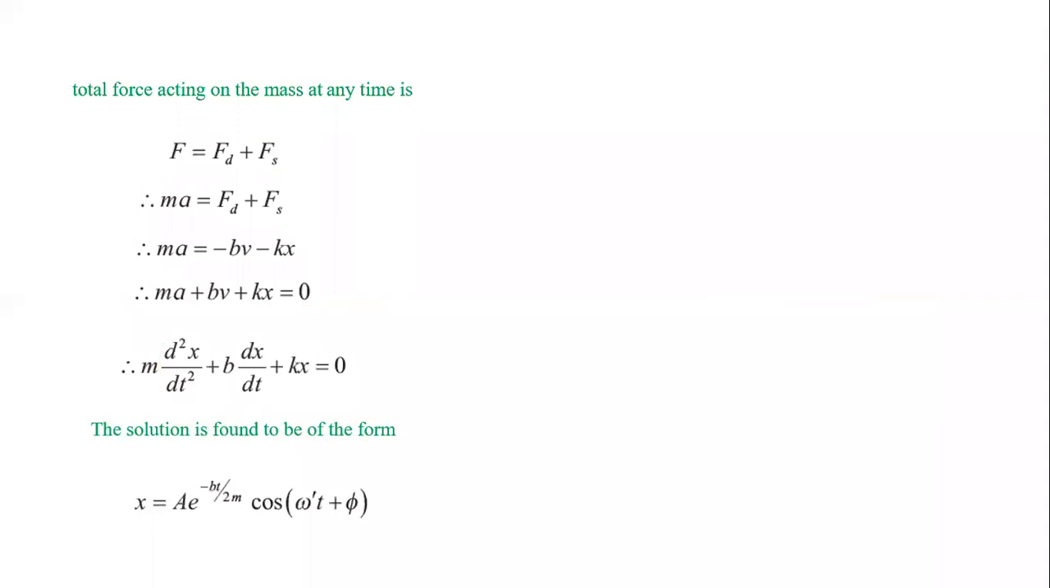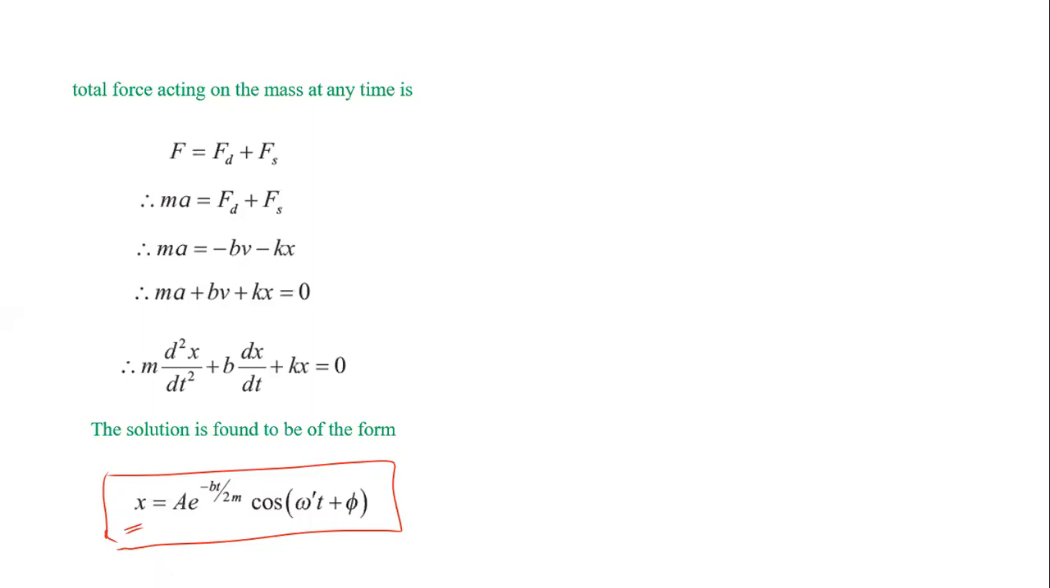Now we have to write the solution of this equation. The solution of this equation is x is equal to a e raised to minus bt divided by 2m into cos of omega t plus phi. Now here the solution is a mathematical part, so how we get the solution I am not explaining here. But you remember, the solution is this.